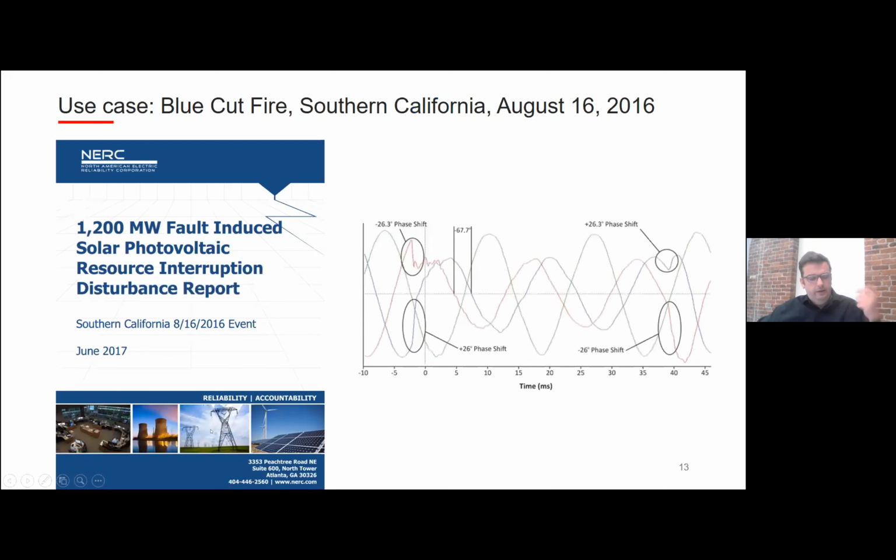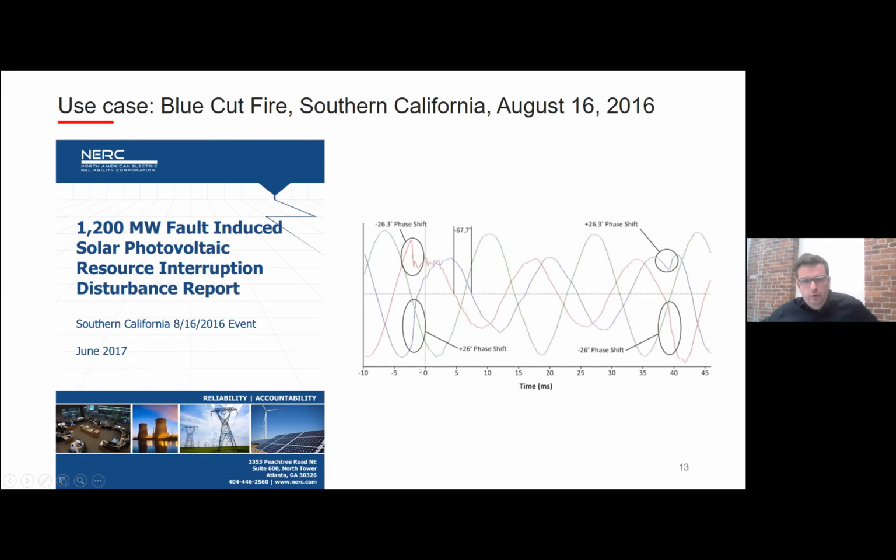And to demonstrate what kind of problems we can see in these kinds of devices, I'll use this example. In June 2017, there was a really nice report published. There was an outage in SCE territory, Southern California Edison, where all of a sudden they lost 1,200 megawatts of solar power during the Blue Cut fire.